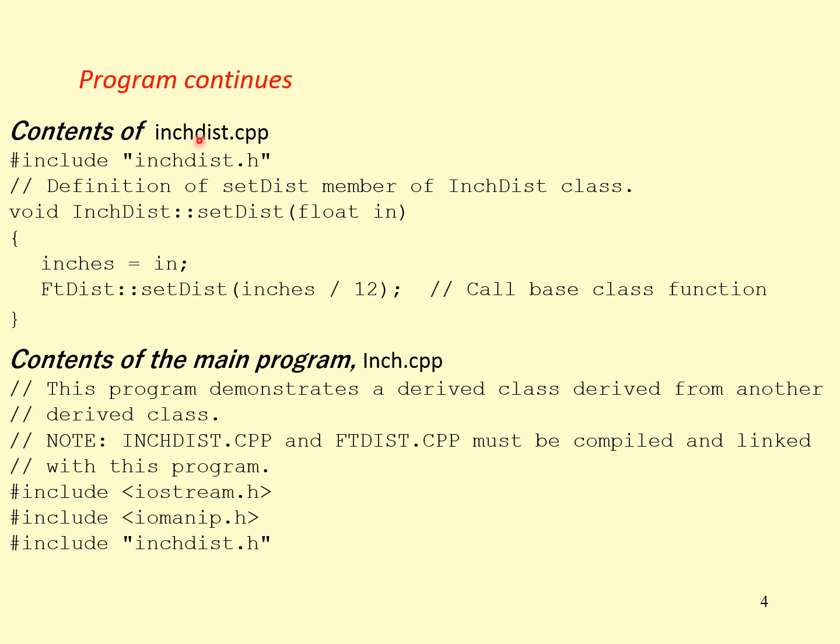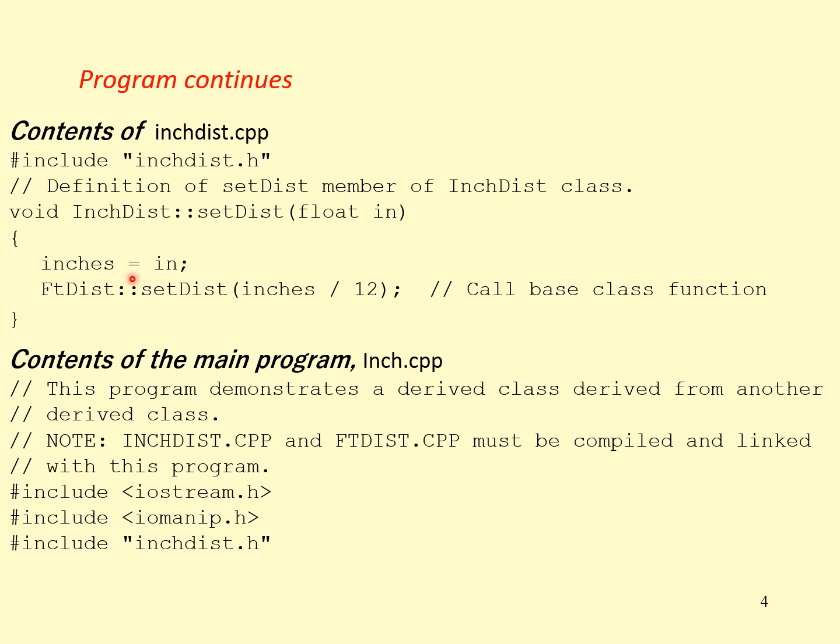Then the inch distance CPP file now includes the inch distance header, which we have created in the previous portion. And now we are defining a set distance member for inch distance. The scope resolution operator shows that this set distance which we are talking about is from inch distance and not from the other class. Then it shows its functions. Then we also call the set distance from the feet distance class, using the scope resolution operator.